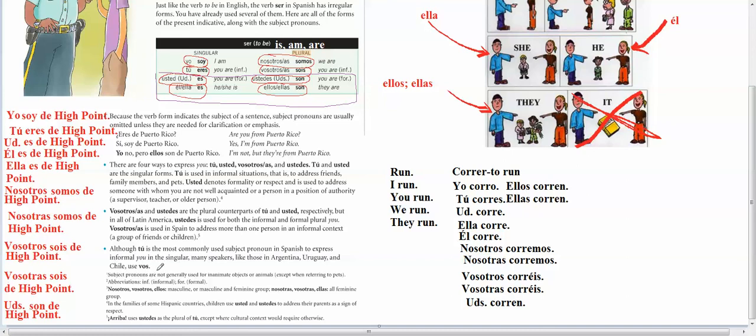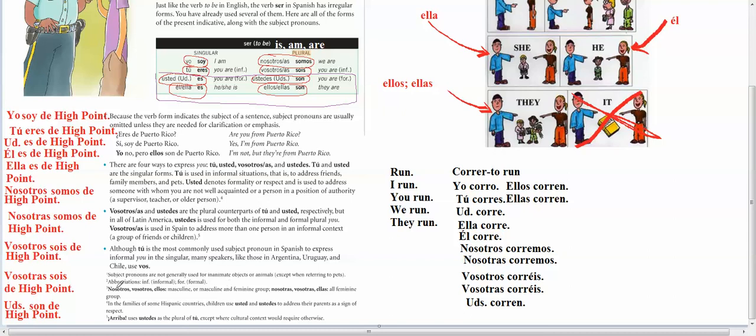And then they tell you here that subject pronouns are not generally used for inanimate objects or animals, except when referring to pets, which is what we talked about. We just don't use a subject pronoun, period. We treat everything like a he or a she. And we talked about the abbreviations. If you see INF, it means it's informal. FOR means it's formal. So those are the abbreviations they'll use throughout your book to let you know if something's formal or informal.